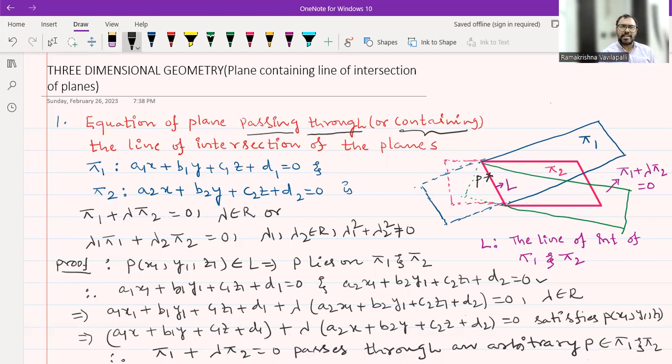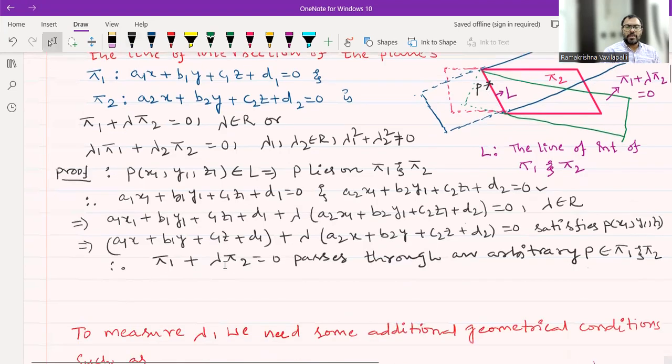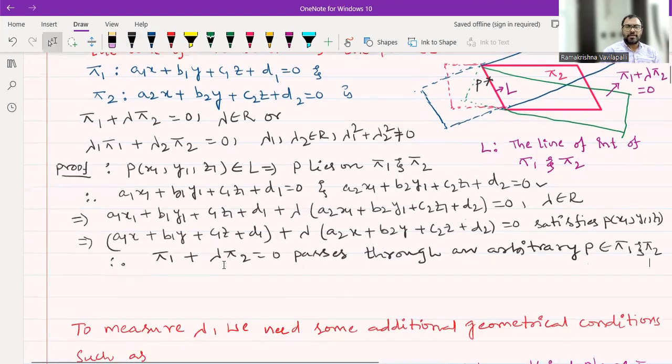Whenever you find this sentence, equation of plane passing through line of intersection of two planes, or equation of plane containing line of intersection of two planes, it is very, very important with respect to JEE Main as well as JEE Advanced. So in order to find the value of lambda, we need some additional geometrical conditions.